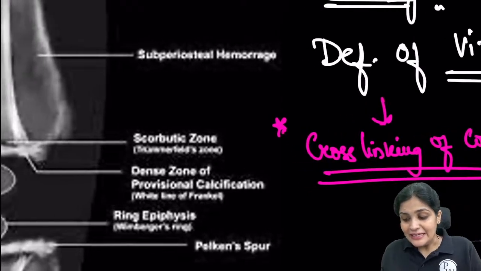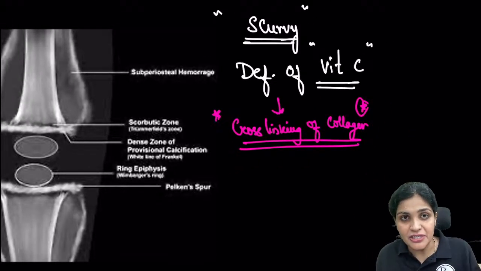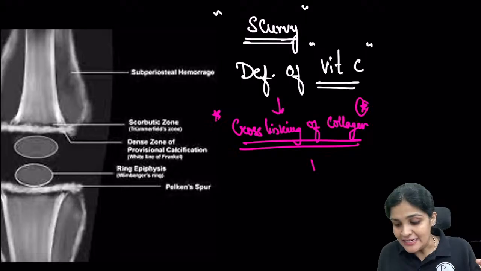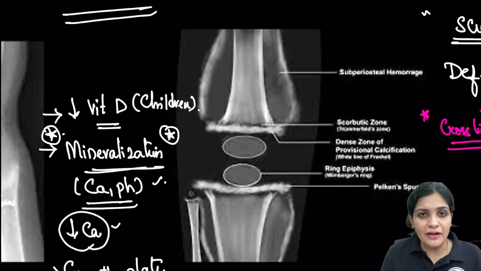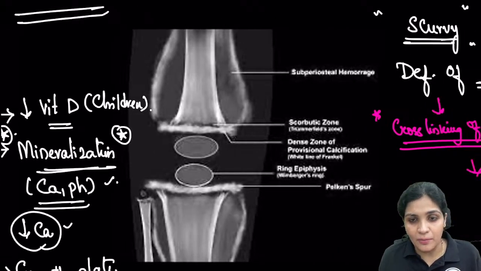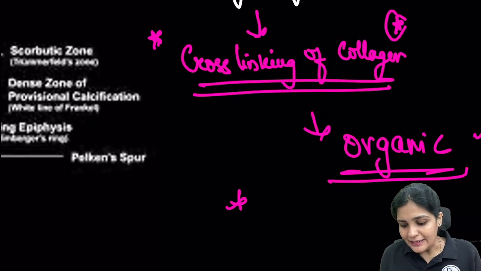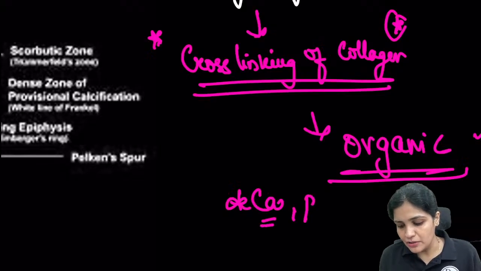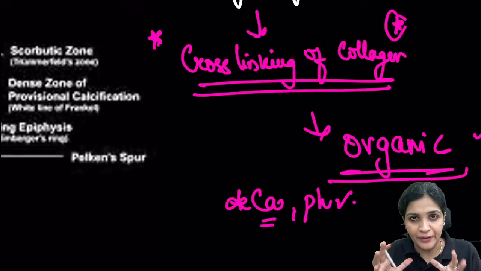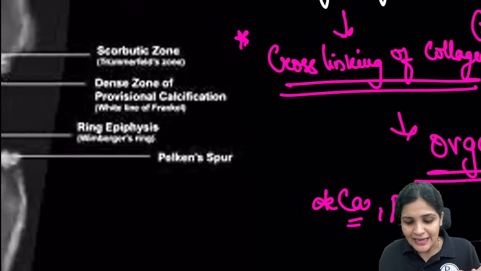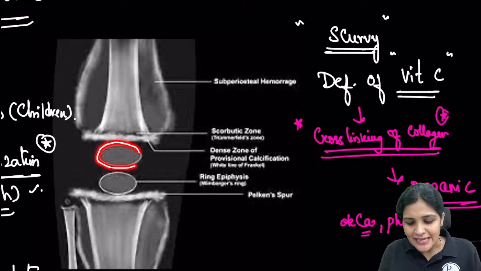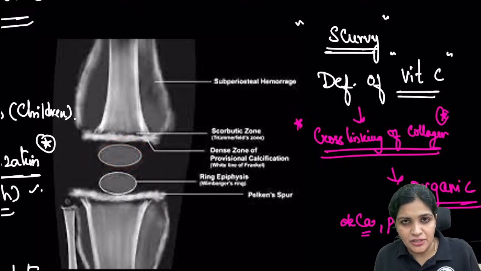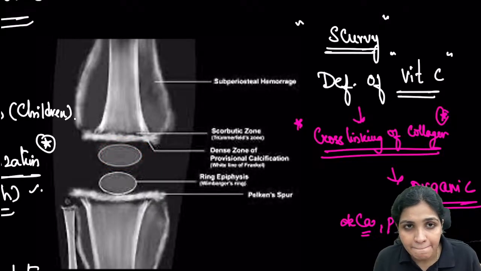Whenever there is a deficiency of vitamin C, the collagen becomes weak. This is an organic component, right? I have told you already. In rickets the mineral component is decreased; here the organic component is decreased. But the calcium and phosphorus, the mineral content, is good. Whenever there is an increase in calcium and phosphorus, you can see something as white. That is why you see this as the dense zone of calcification. Understood? Yes, ma'am.